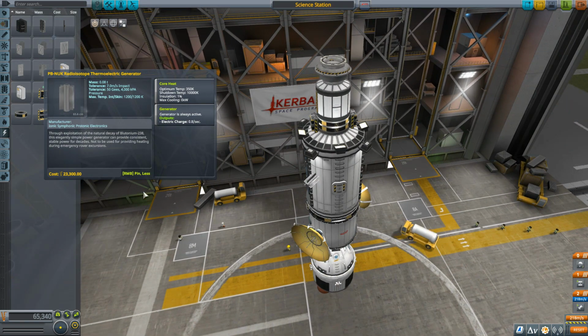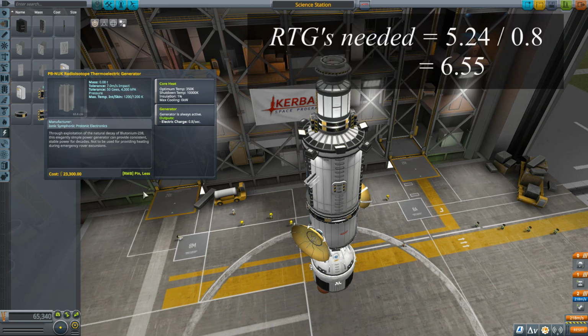Now we don't have to worry about charging up our batteries from our drain during the night. We're not going to drain during the night. In fact, the only thing we have to do is make sure we provide enough to supply the needs of the ship, which is 5.24 units of electric charge per second, plus a little bit left over to recharge the batteries if we do some transmitting. And that is going to be it. So if we take the 5.24 and divide it by the 0.8, we only need 6.55, let's call 7, let's call it 8 of these things. So we need 8 of these thermonuclear electric generators.